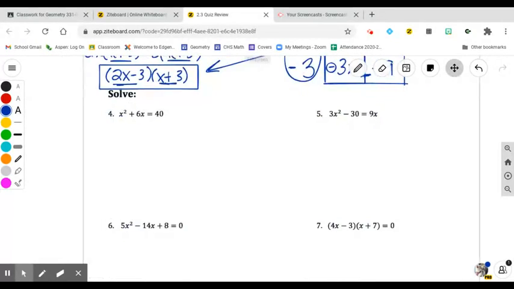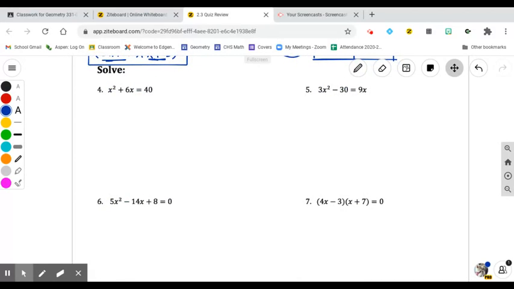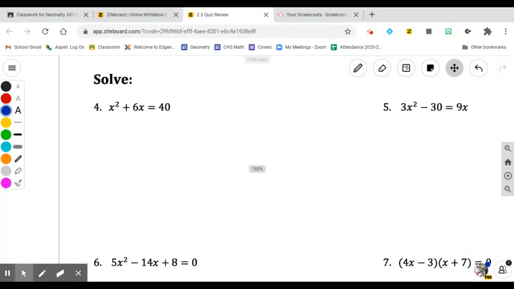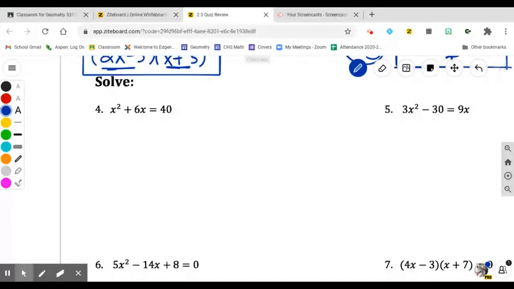Now on the bottom is actually solving. Solving is a little bit different. You have to move everything to one side, factor, and then solve. So figure out what x values would make the equation true. In number 4, the first thing I'm going to do is bring the 40 over to the left-hand side. We need to bring everything to the same side.